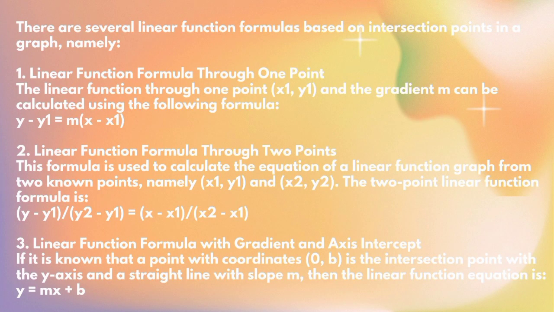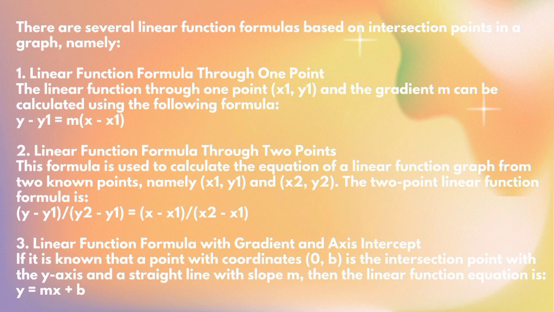Next, there are several linear function formulas based on intersection points in a graph, namely, 1. Linear function formula through one point. The linear function through one point x1, y1, and the gradient m can be calculated using the following formula: y minus y1 is m times x minus x1.